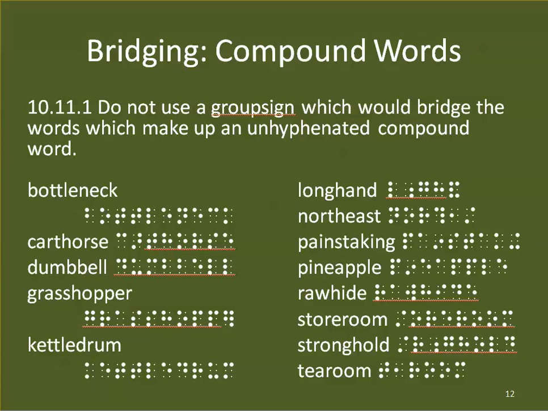Painstaking, we're not using ST. Pineapple, not using EA. Rawhide, not using WH. Storeroom, not using ER. Stronghold, not using GH. I think we just mentioned that on a previous screen. And tea room, we are using the EA because that belongs to the word tea, and not using AR because that would bridge the two words of the compound word.